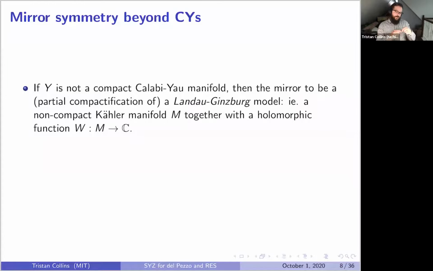You can view this map from M to C as some sort of fibration. The preimage of a point in C is some holomorphic submanifold of M, and then you can try to compactify those fibers to get a bigger manifold M bar that has a fibration over C.